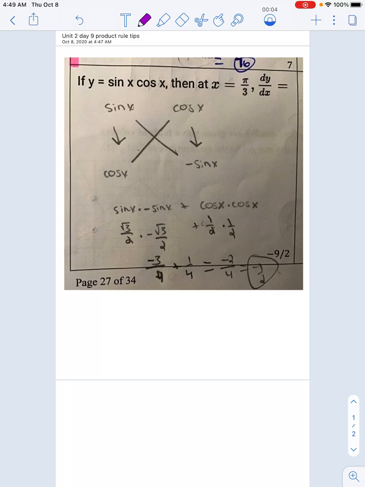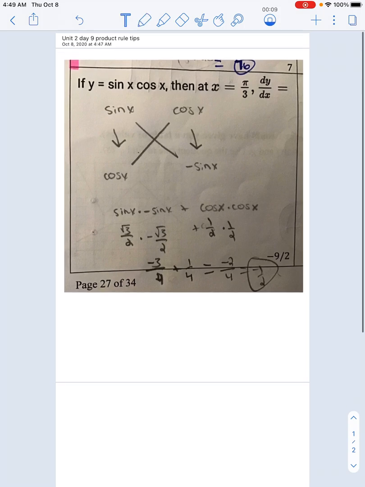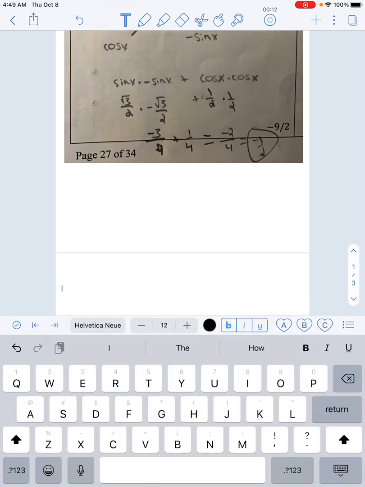Okay, so here is Anna's tip for the product rule. This is really awesome that you guys are coming up with these excellent tips.